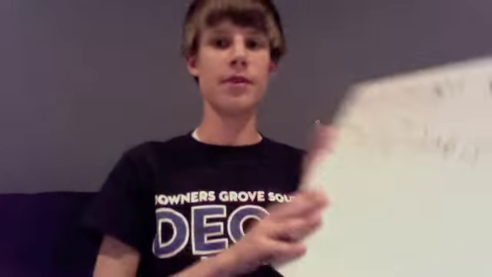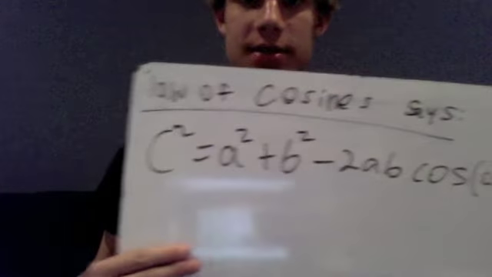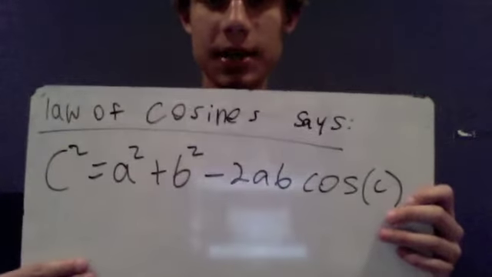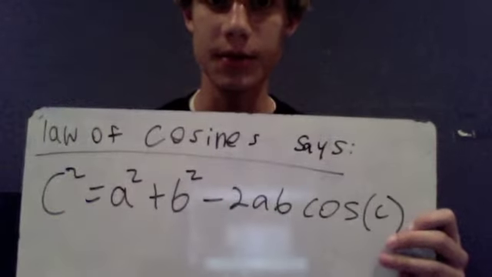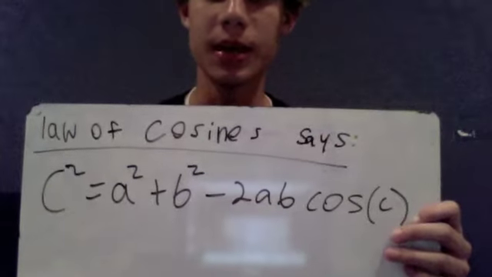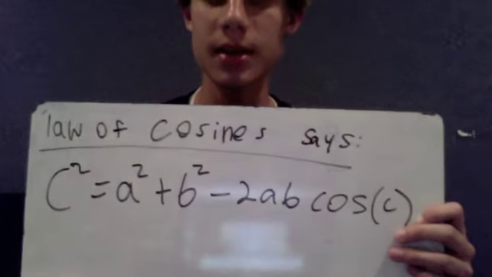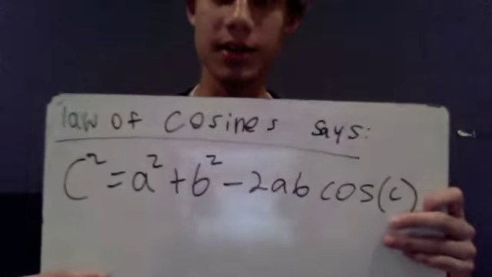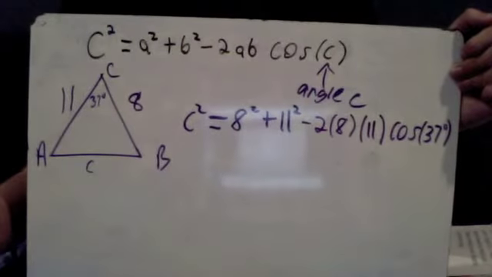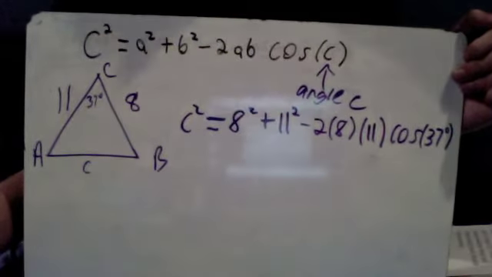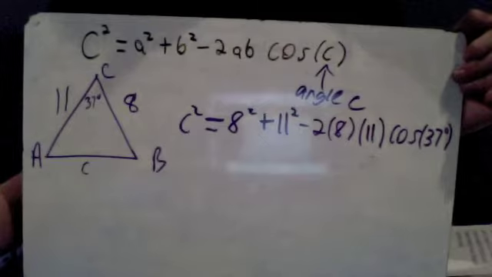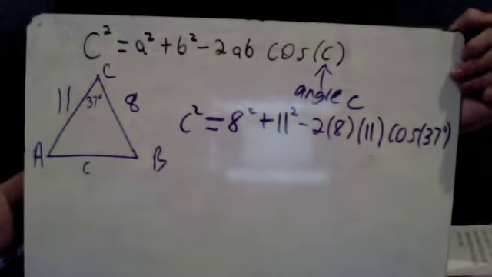The first thing that you're going to need to know when solving a law of cosines problem is the formula. The law of cosines says that c squared equals a squared plus b squared minus 2 multiplied by a times b times the cosine of c. Now that we have our law of cosines formula, we can start to plug our numbers into the equation.